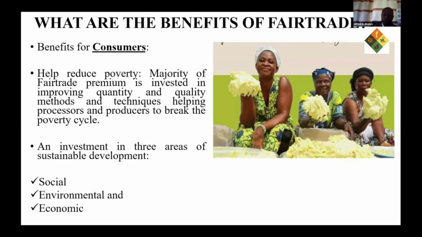And all consumers who purchase Essential Depot products or shea butter also help in investing in areas of sustainable development. And what are these areas? The social, the environmental, and economic. So as you buy your shea butter, your coconut oil, your cocoa butter, and the other products from Essential Depot, you should know very well that you are contributing to sustainable development in the social, environmental, and economic lives of the people who produce these products.